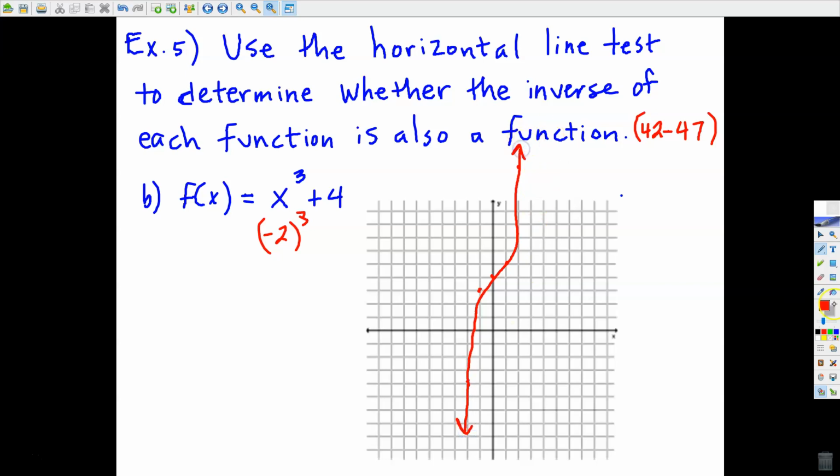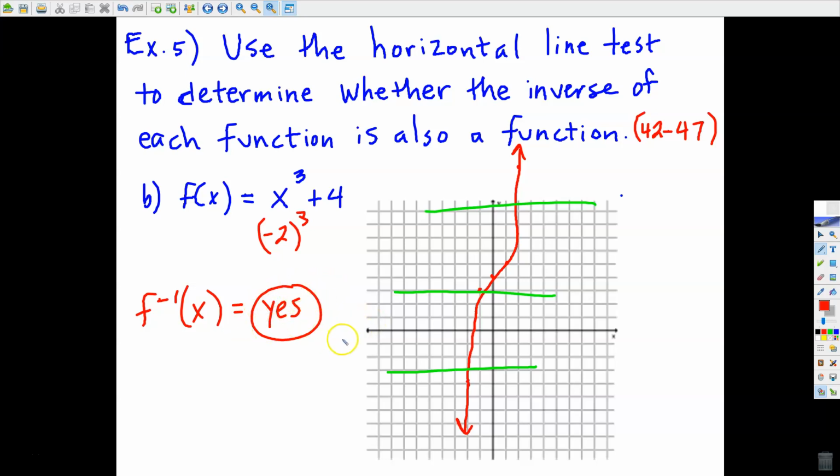Rough sketch. Well, applying the horizontal line test here, every time I draw a horizontal line, I'm only going to touch one point at a time. So in this particular case, the inverse of f would be a function. We don't have to come up with what it actually is. We just have to say yes or no. Would it represent a function? Okay, and so that wraps up the notes for this lesson.